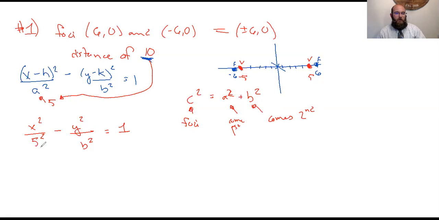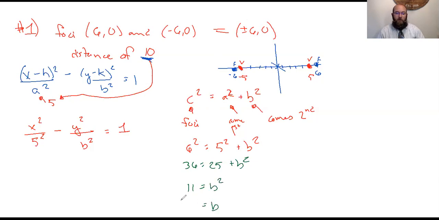So I have c squared, which comes from the distance from my foci to my center, which is going to be 6. Okay, because from my center out, I go 6. So this is 6 squared equals a squared. We wrote that over here, right? That's 5 squared. And I don't know what b squared is. So now we've got to simplify a little bit further. So I have 36 equals 25 plus b squared. So I subtract the 25 over and I end up with 11 equals b squared.